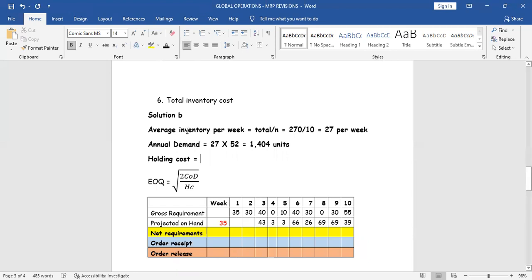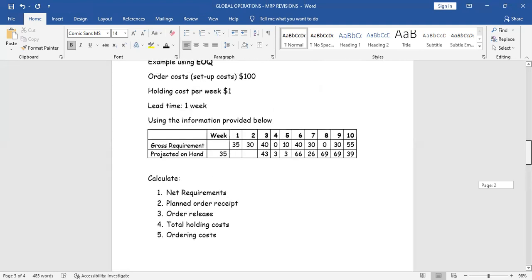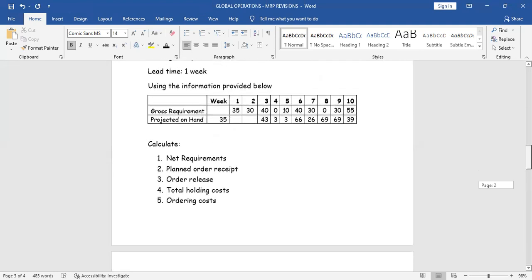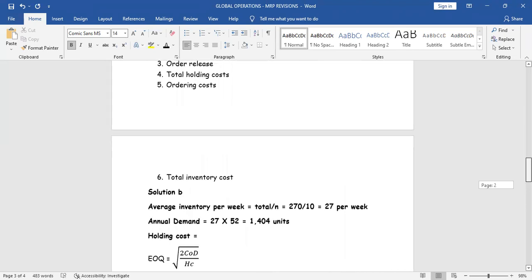So now the holding cost that we have, which has been given in this question, is the holding cost per week. But that's not what we want. We need the holding cost per unit per year. So the holding cost per week is $1 per unit. To make it per year, we multiply this by 52. And then what we have here is $52 as the holding cost per unit per year.